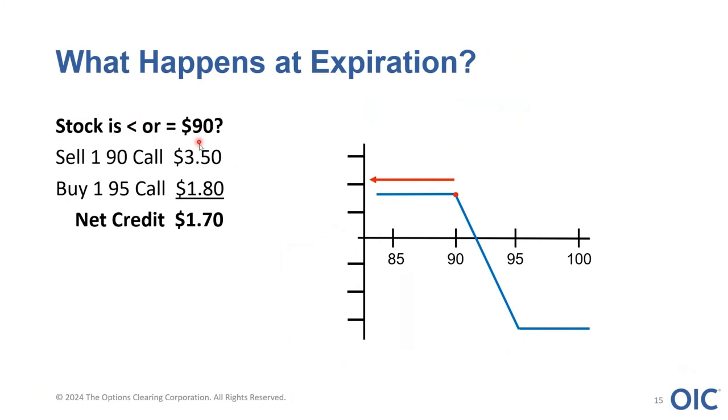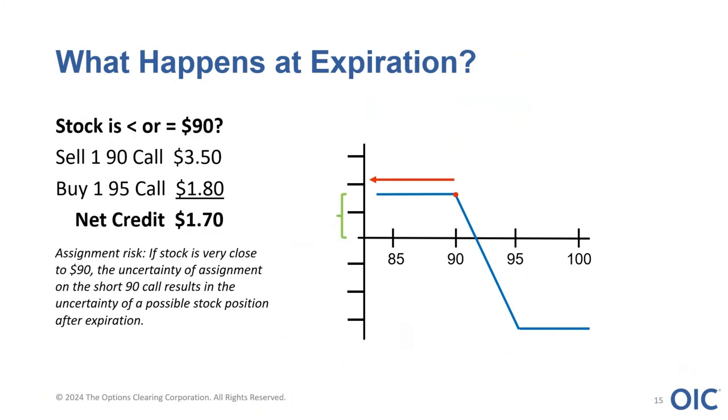Stock is below or equal to 90. Remember, you sold this spread for $1.70. We're talking about the stock going out anywhere below 90. In this case, both of these options are theoretically going to go out worth zero, without value. And you are going to keep the $1.70 that you sold the spread for. There is one potential risk that you need to keep in mind, and that is this assignment risk. If the stock goes out very close to 90, remember I said stock is below or equal to 90, uncertainty of assignment is much higher when you're closer to 90 than if you're way below 90. The reason why is because you don't necessarily know where the stock is going to be right as it expires.